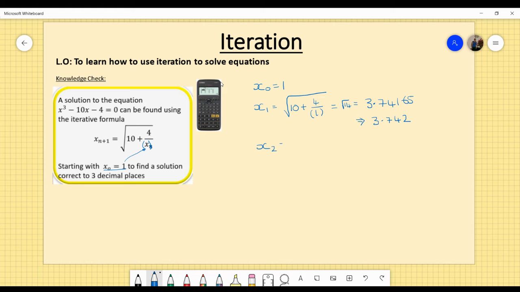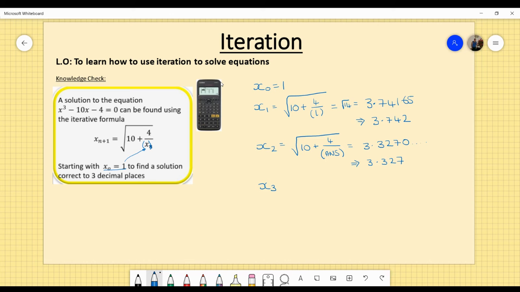This time, for my second solution, remember this is the point you can use your answer button, so don't clear it. The square root of 10 plus 4 over, so use the arrow keys to go back and put answer in that bracket. At that point, you can hit equals, and you will get 3.3270, etc. And again, round that to 3 decimal places, you get 3.327. Well, 3.327 and 3.742 are not the same, and therefore we need to do another one.